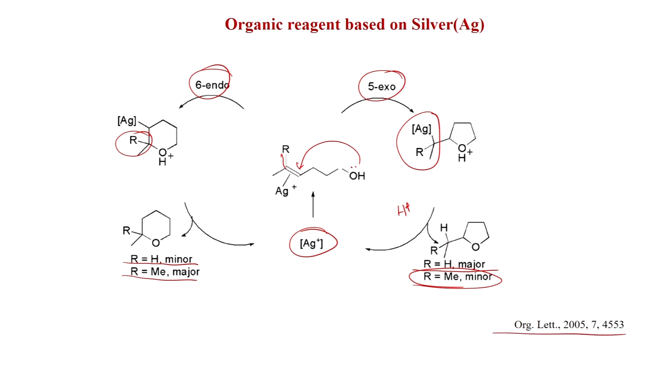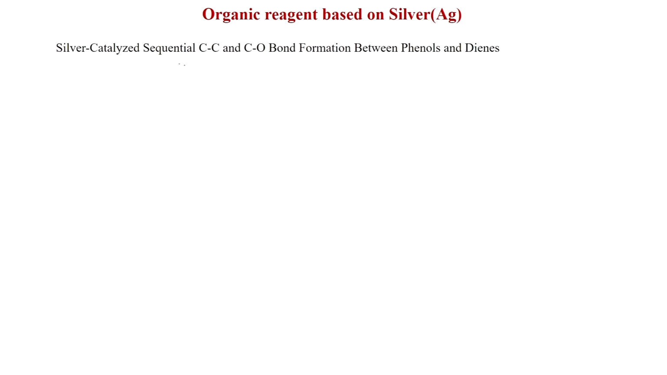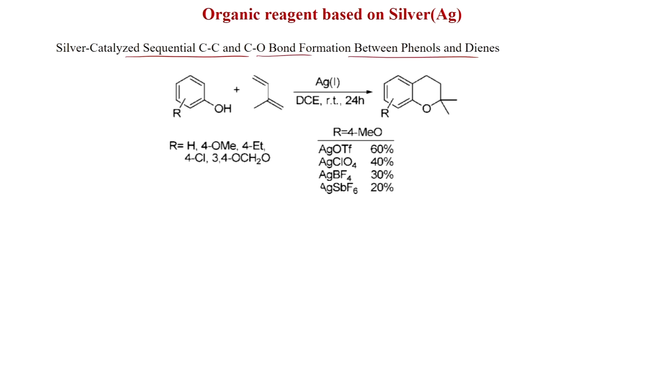So, this is very important. When there is a disubstituted olefin, that is, the terminal carbon of the olefin is disubstituted, then the 6-member ring tetrahydropyran will form. On the other hand, if it is a monosubstituted olefin, then you get the tetrahydrofuran. So, silver catalyzed sequential C-C and C-O bond formation between phenols and dienes also is possible here.